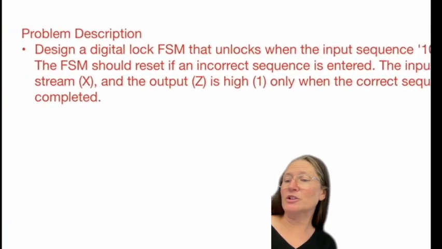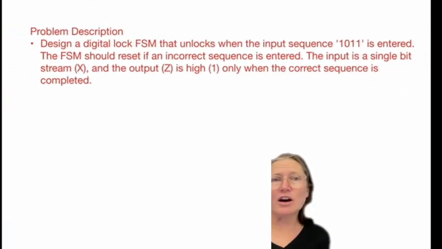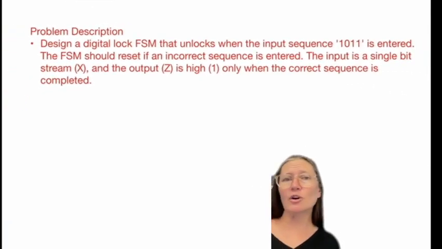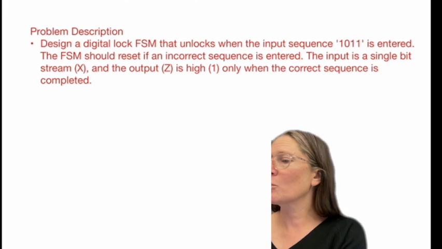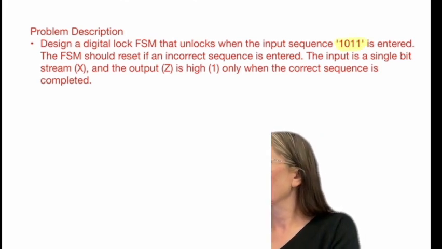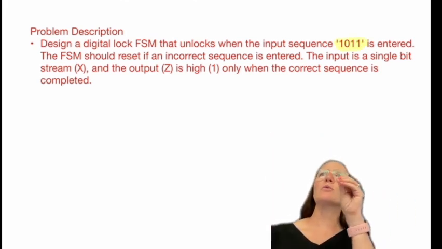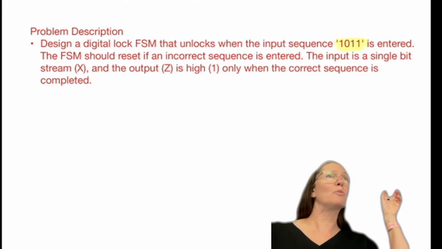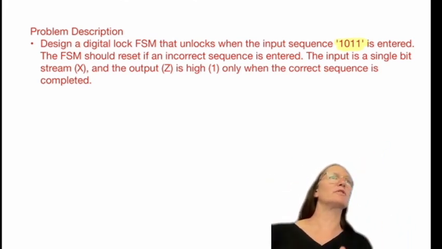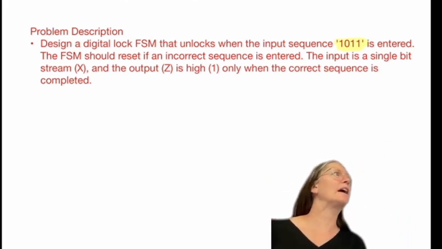So what we want to do is design a digital lock that opens with the sequence of 1, 0, 1, 1. When I've entered 1, 0, 1, 1, it unlocks the lock. That's when I'm going to get my 1 value, which then triggers whatever lock element that I have.